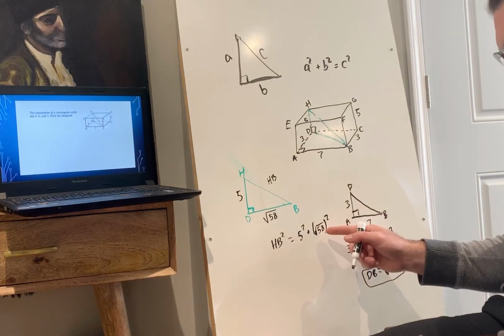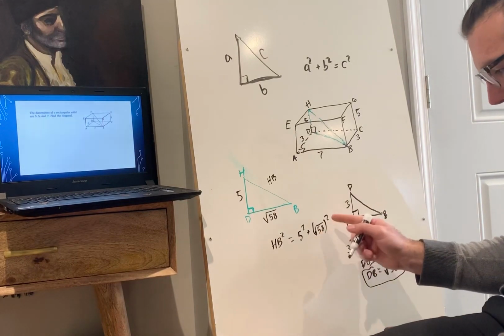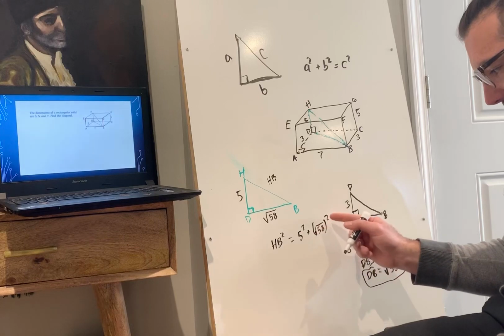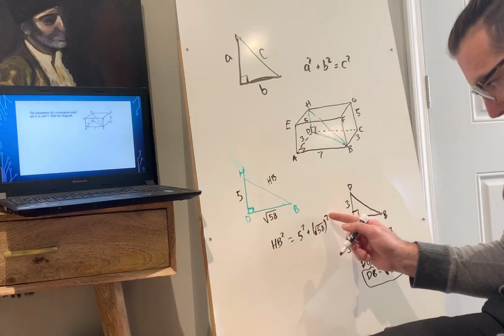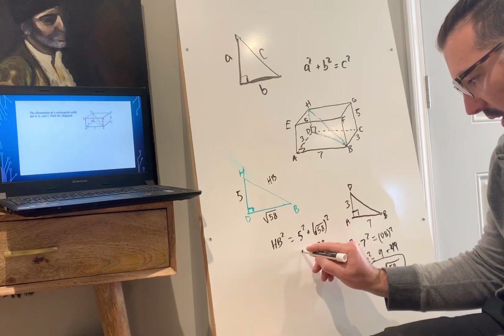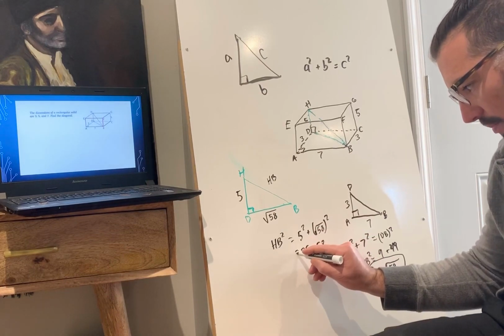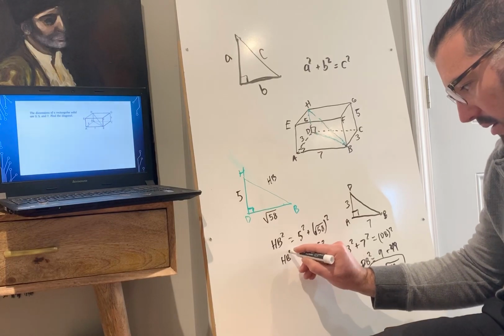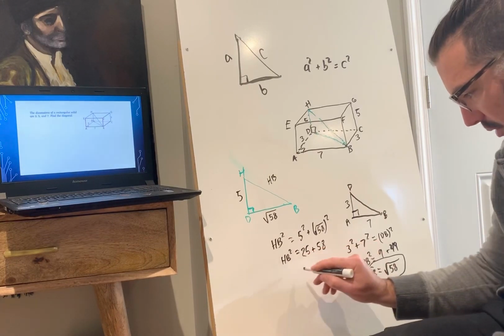Now the beauty of this is that a radical squared, right? These two cancel each other out. The radical and the squaring cancels out. So all I have is 58 here. Super easy. 5 squared, 25. Cool. HB squared. All right, now I got to solve for HB. Take the square root of both sides.